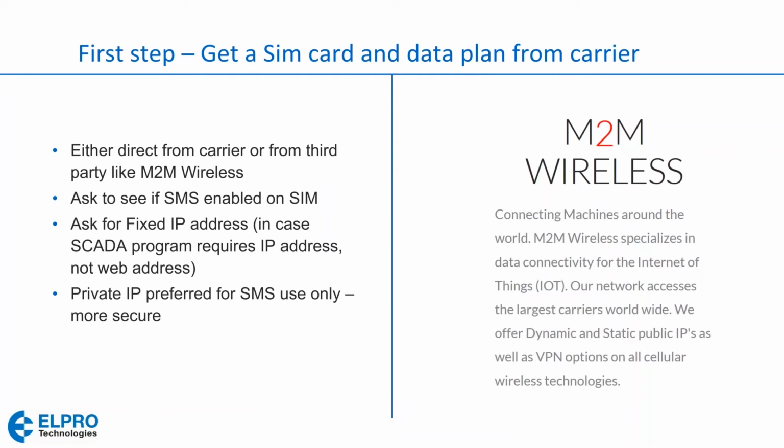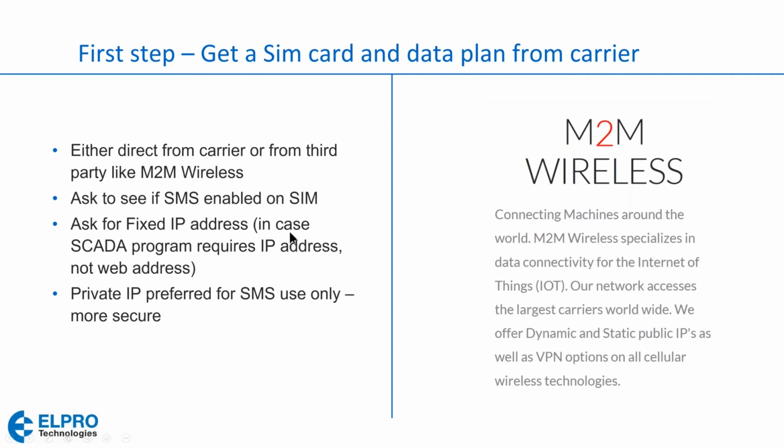Okay, well, the first step in getting one of these cellular modems activated is you need a SIM card and a data plan from the cellular carrier. Okay, so there's two options really. You can either go into a Verizon store or AT&T store or whatnot and get the SIM from them. Just make sure that you tell them it's for a cellular modem. And the other aspect is ask them to see if SMS or text messaging is enabled on that SIM. A lot of times it is automatically, but something you will have to double check when you purchase the SIM.